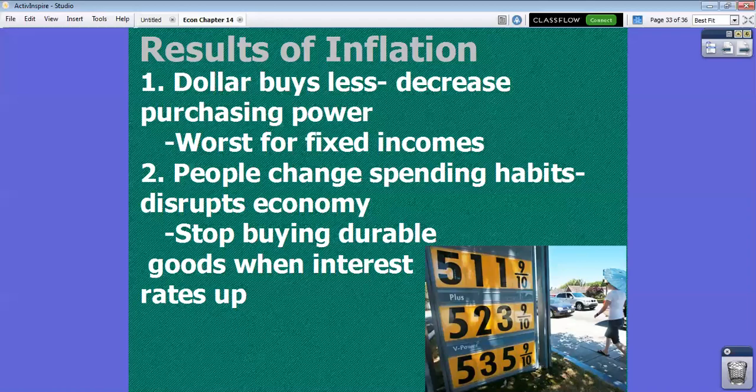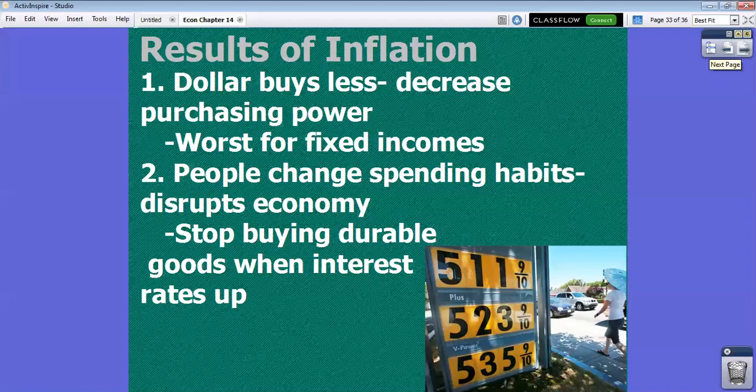Another result of inflation is we change our spending habits. When we see inflation going up and prices going up, that's accompanied by higher interest rates, we tend to not want to buy those durable goods, those big ticket products, like we talked about in previous slides, the car, the refrigerator, the house. As we see inflation go up and interest rates start to adjust to that, people won't buy those expensive goods because it will cost them more in the long run.